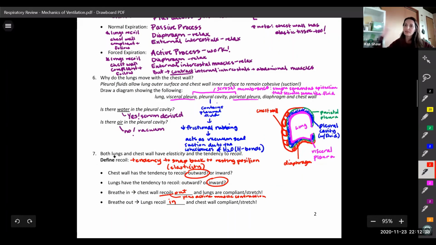So then I wanted you to think about the dynamics of the recoil, make sure that you had that down in terms of the direction of movement, right? First, by defining what recoil means, the tendency to snap back to a resting position. This is true of any type of material that has elastic properties. It can be stretched, and then it has the tendency to snap back to its original shape and position. That's true of the lungs. Right? It's also true of the chest wall.